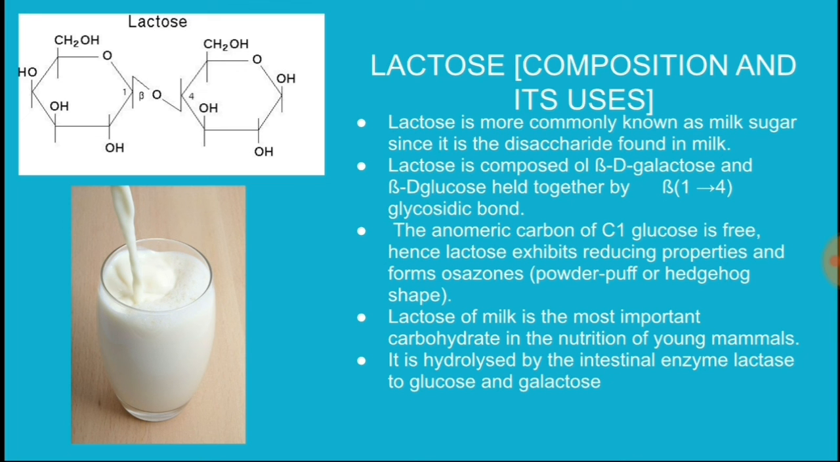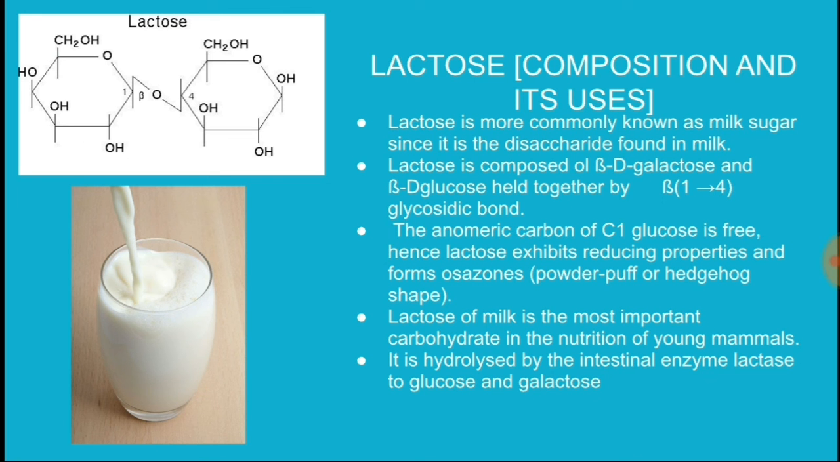So the anomeric carbon of C1 glucose is free. Hence lactose exhibits reducing property and forms an osazone, which can be observed by the powder puff or hedgehog shape. So the compound looks like a powder puff or a hedgehog shape. And lactose of milk is the most important carbohydrate in the nutrition of young mammals. It is hydrolyzed by the intestinal enzyme lactase to glucose and galactose.